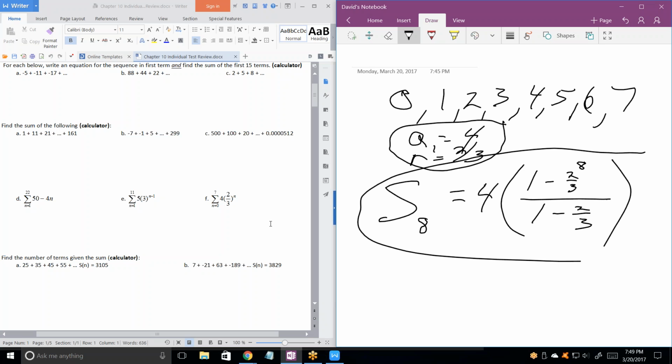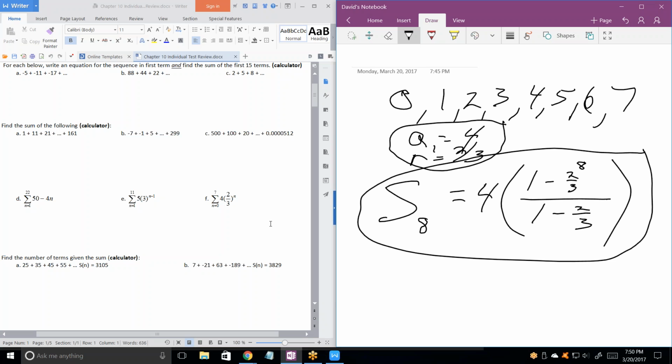Again, I'll let you finish it. But notice how it's a little more cumbersome. If I've got 2/3 to the 8th minus 1, that's going to be a negative number, and then I'm going to have 2/3 minus 1 in the denominator. That's going to be a negative number. It's just when you do it the other way, you introduce negatives.